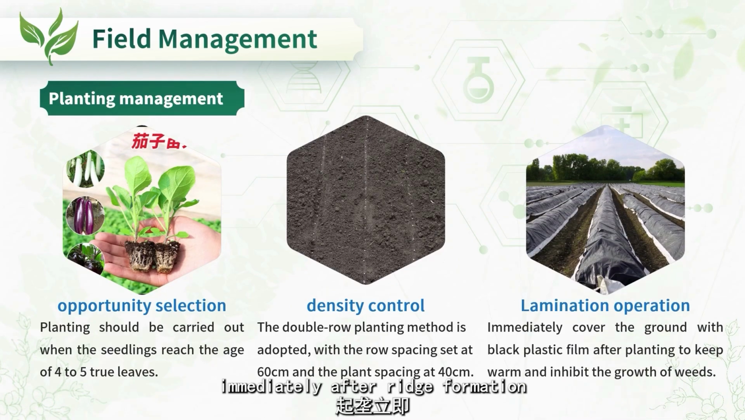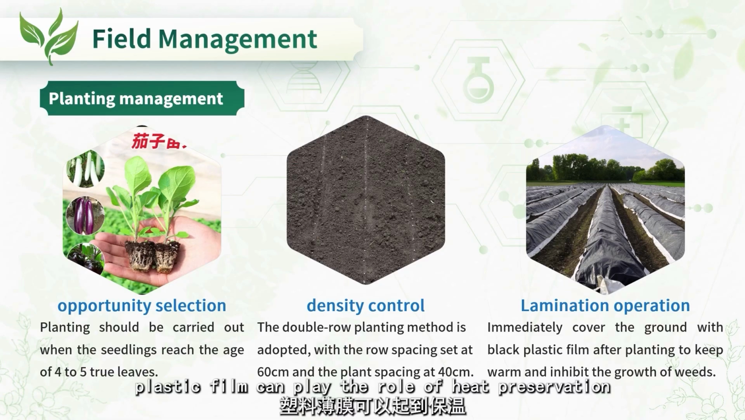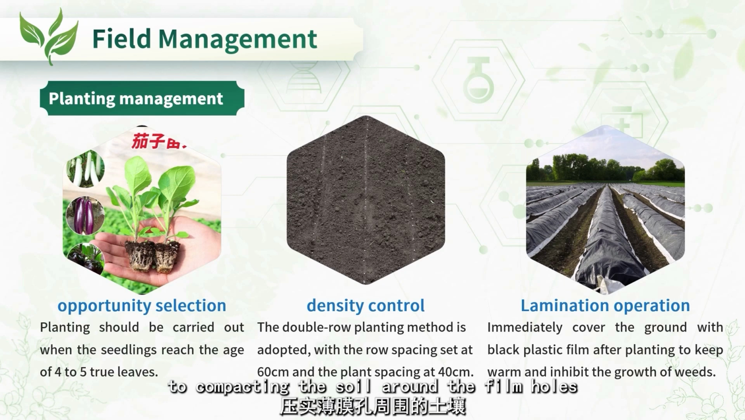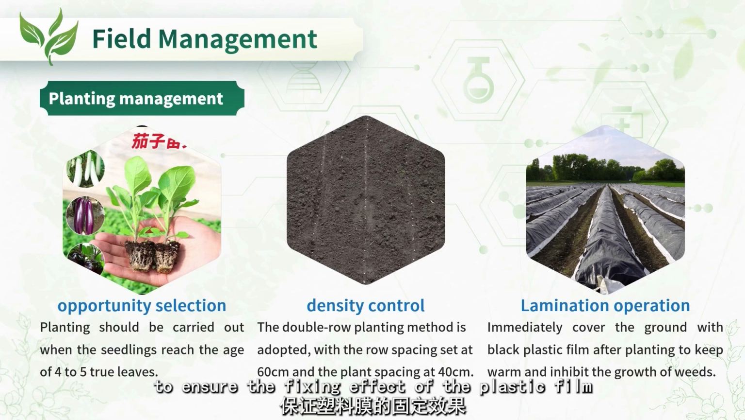Immediately after ridge formation, cover with black plastic film, which can be pre-drilled with planting holes for convenient seedling planting. The plastic film can play the role of heat preservation and weed growth inhibition. At the same time, pay attention to compacting the soil around the film holes to ensure the fixing effect of the plastic film.